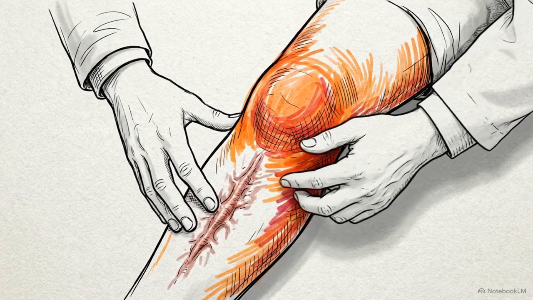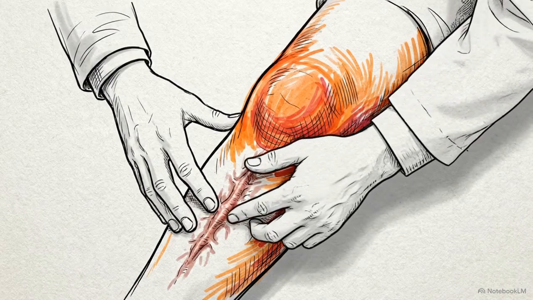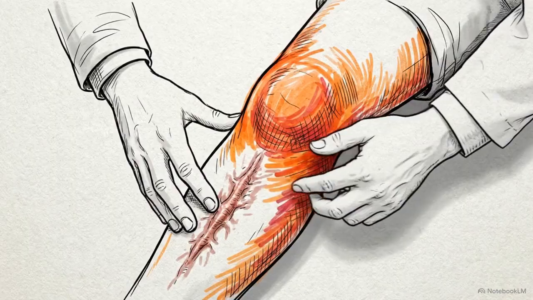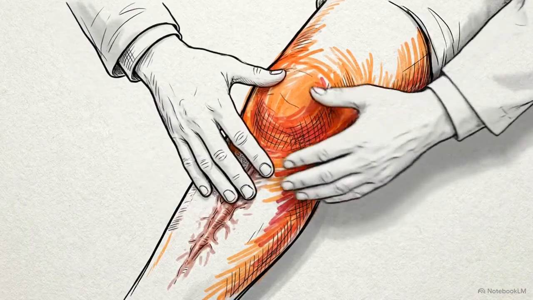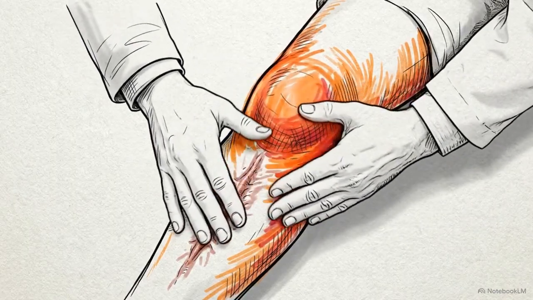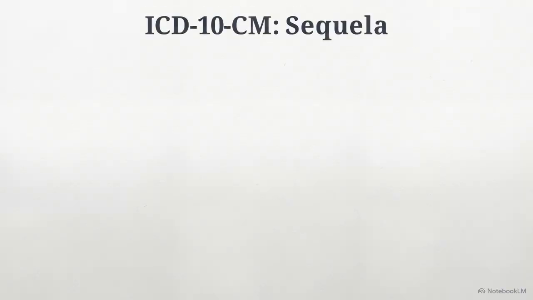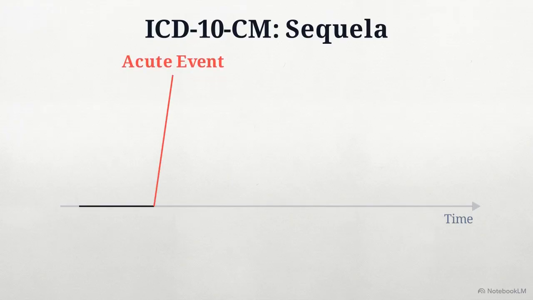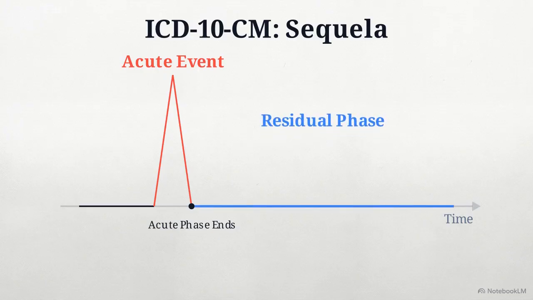A broken bone mends and an infection clears, but physical trauma leaves a lasting residual effect. Long after the acute phase ends, a condition remains. In ICD-10-CM, this is a sequela. This timeline illustrates the transition. The spike represents the acute event, which eventually terminates and drops to the baseline. The highlighted line that follows is the residual phase, the lasting effect of that prior condition.